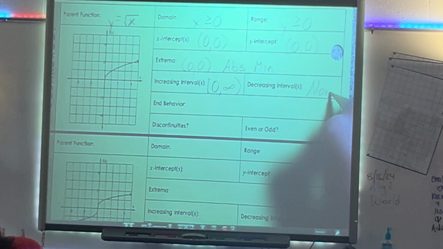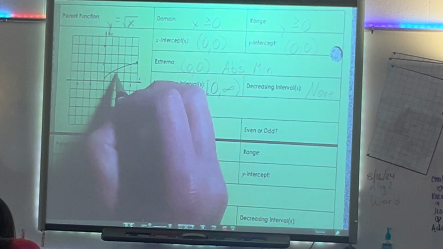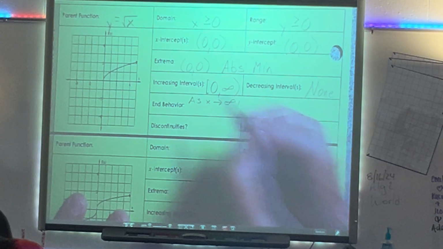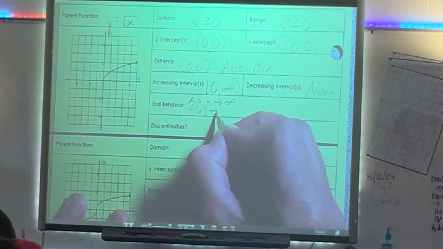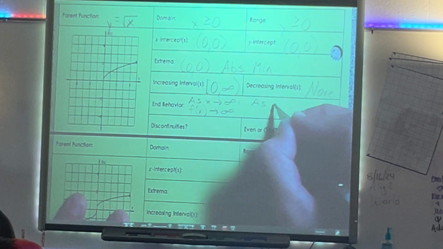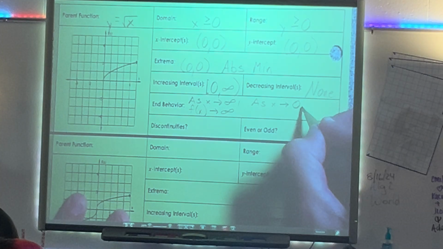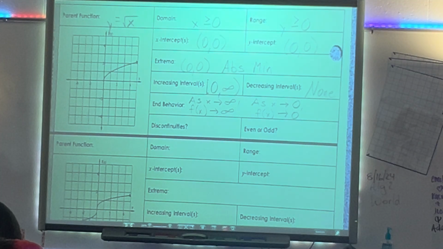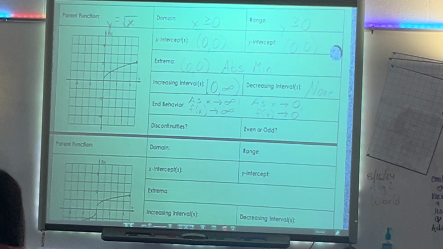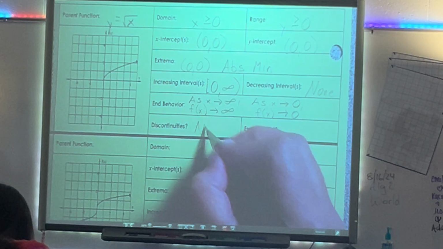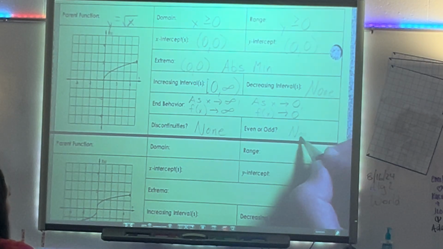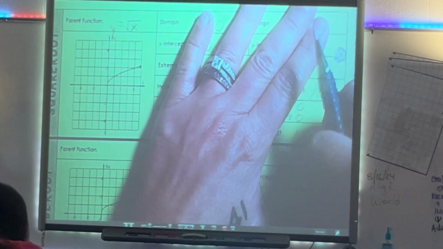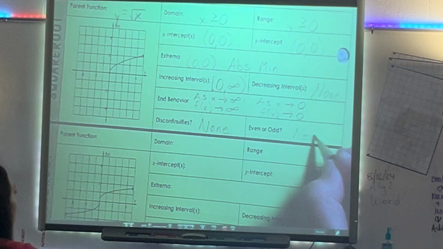No decreasing here. Alright, end behavior, these are the ones that can be a little bit tricky. So as x approaches infinity, f of x also approaches infinity. But on the other side, as x approaches 0, f of x is approaching 0, because we have a distinct point there. Y'all okay on that part? Alright. No discontinuities, and it's neither even nor odd.